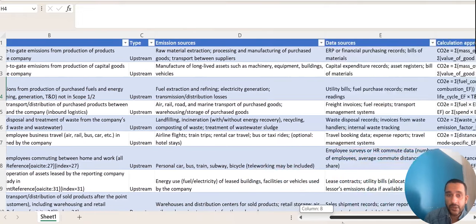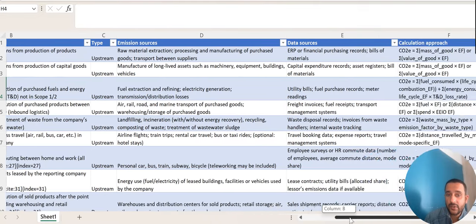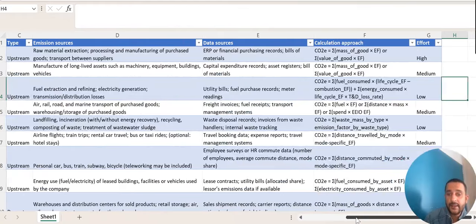Right? So emission sources are your raw material extraction, your processing, manufacturing of purchased goods, etc. Then your primary transportation between the suppliers. So if it is going from place A to place B before coming to your gate, that will also be involved. And what are the data sources? Mostly your enterprise resource planning systems, so ERP systems like SAP, like Zoho, and other systems as well.